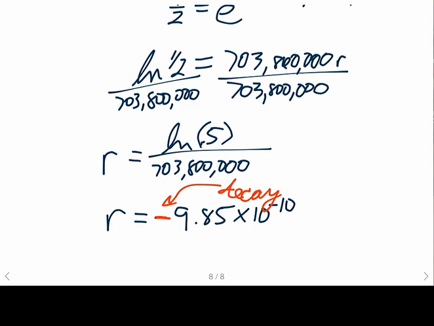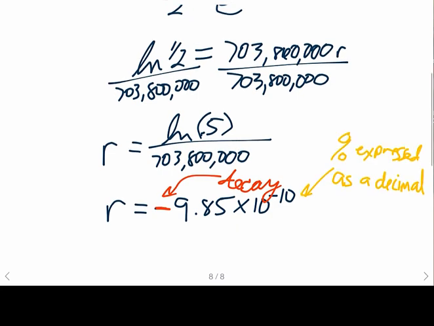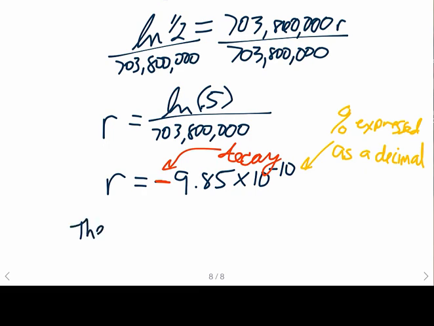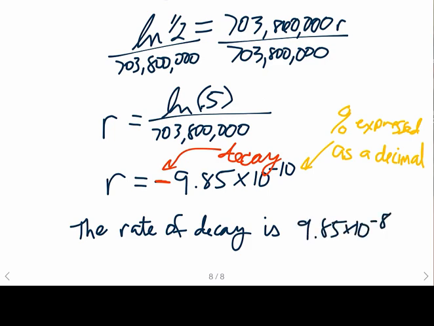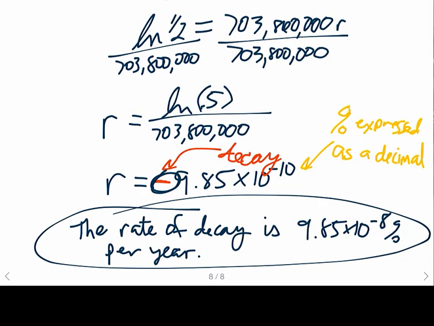The 9.85 times 10 to the negative 10 is a percent expressed as a decimal. And so if I multiply by 100, then we get that the rate of decay is about 9.85 times 10 to the negative 8% per year. The negative is where we're reflecting the decay. What I want you to get most from all of these examples is that while exponential functions help to describe a lot of situations, if a variable is in an exponent and we need to know what it is, the logarithm is how we get out of that mess.